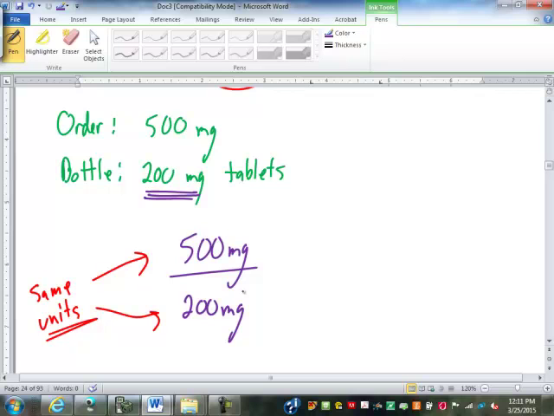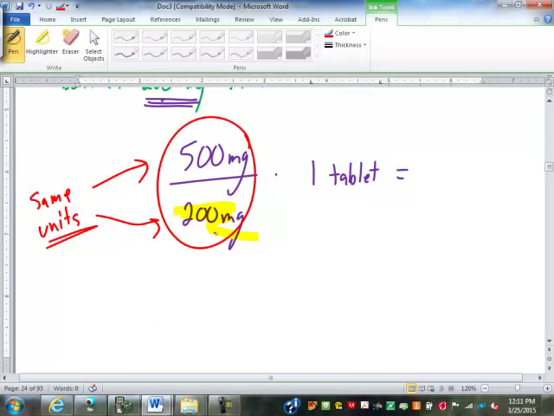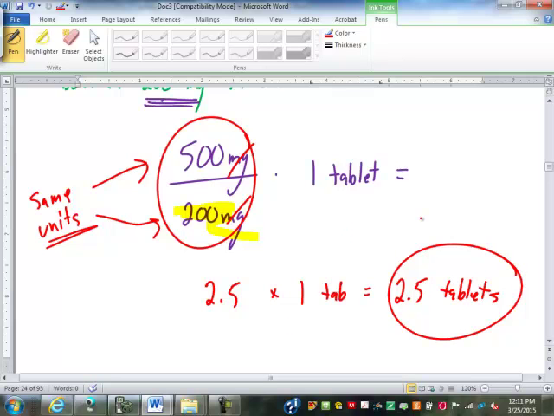But you might be looking at that thinking, but the 200 milligrams was tablets. And that is true. 200 milligrams per one tablet. One tablet is our vehicle, because it's that each tablet or one tablet that carries that on-hand dose of 200 milligrams to the patient. So now we divide out. 500 milligrams divided by 200 milligrams. Milligrams divide out. 500 over 200 is 2.5 times one tablet is 2.5 tablets. So 2.5 tablets is what is administered to the patient.